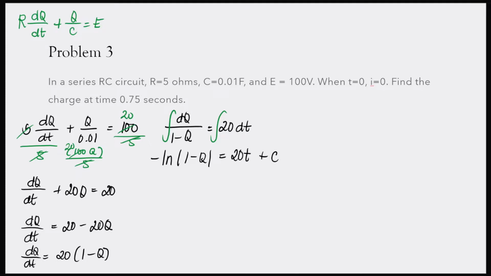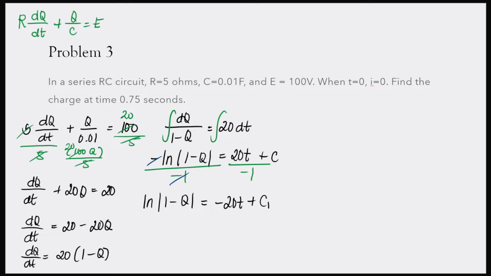Then I multiply by negative 1, or divide both sides by negative 1, so that the function inside our natural logarithm does not become complex. So, we will have the natural logarithm of 1 minus q equal to negative 20t plus c sub 1, because we have changed the arbitrary constant. C divided by negative 1 is another arbitrary constant. To denote that there are changes in the arbitrary constant, we put subscripts.